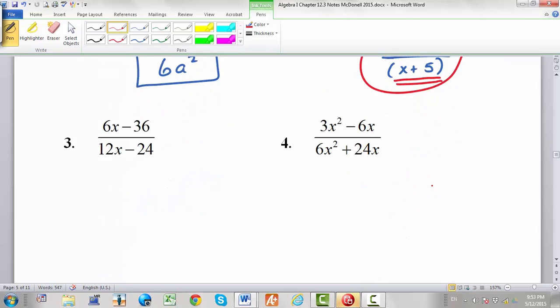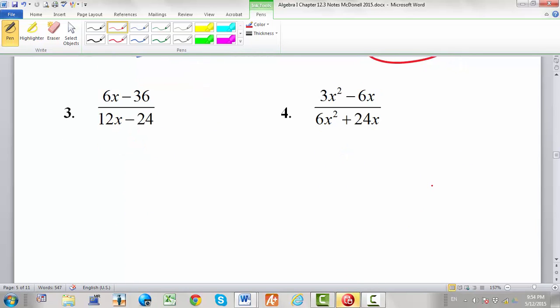Let's look down at number 3 and number 4. On number 3, our first question that we're going to have to analyze in most of these problems is, does the numerator factor? Can you think of a GCF that goes into the numerator? Well, in this case, I think that would be 6. So I'm going to take a 6 out, and I'm going to have x minus 6 left over. Now I look at the denominator. What's a GCF that goes into both 12 and 24? If you're thinking 12, you're on the right page. So 12 times x is 12x, and 12 times negative 2 is 24.